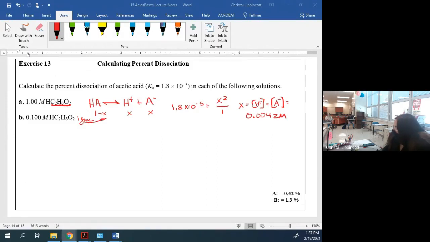All right, what they asked for was percent dissociation. They're asking for how much of this part came away from this whole. So we take part over whole times 100. And that's where they came up with this for the answer.